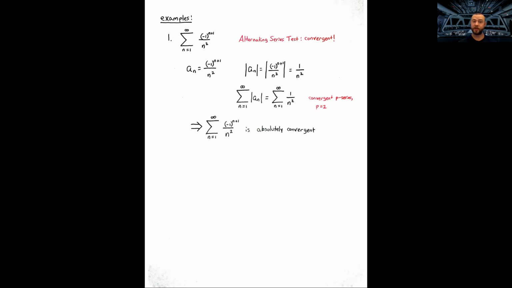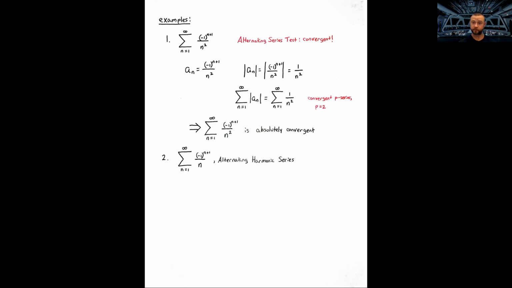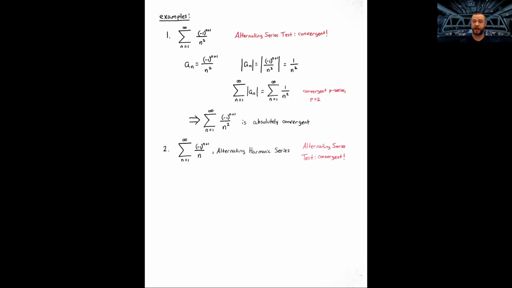Okay, let's take a look at another example. The primary example that's usually brought up when absolute convergence is brought up in a Calc 2 course is the alternating harmonic series. All right, so let's take a look at what maybe the alternating series test tells us. We saw earlier that it says that the alternating harmonic series is convergent.